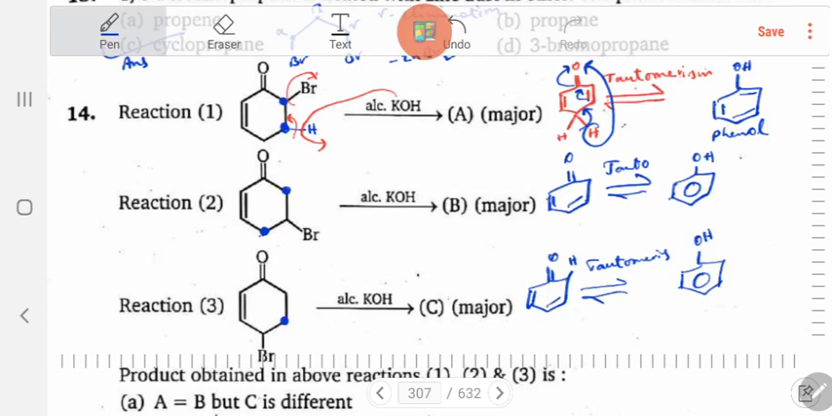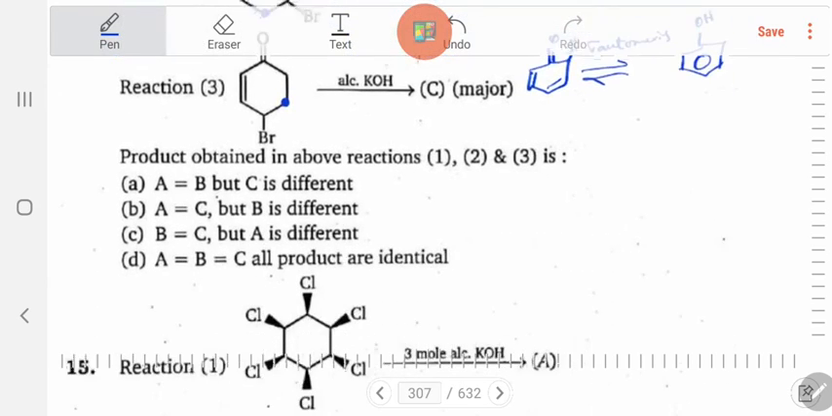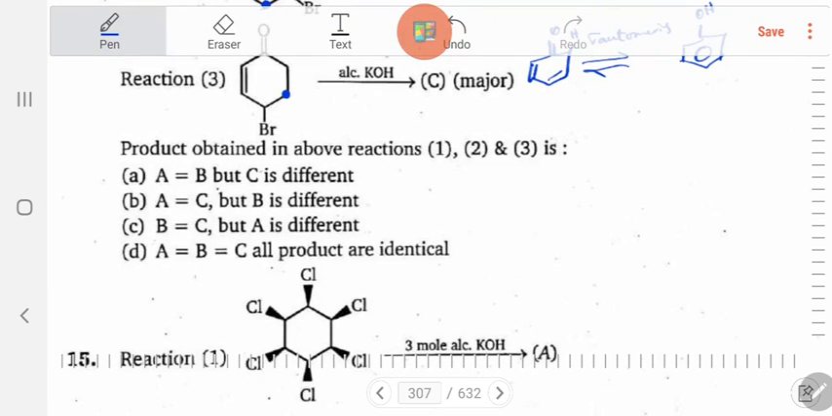So in all the three cases we got the same product. So that product is phenol. So the correct answer here is A equal to B equal to C and they are identical, that is nothing but phenol. So this is the correct answer.